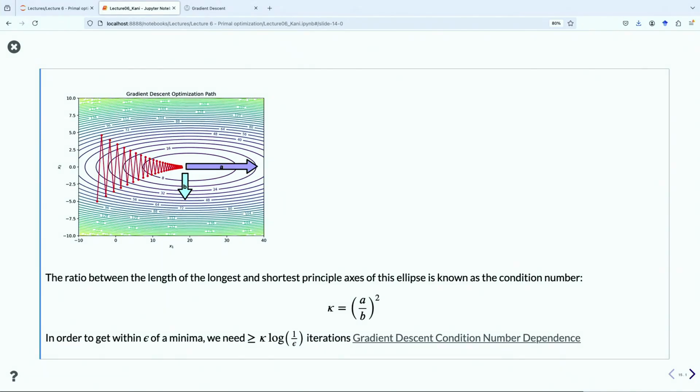Also, that does mean that if the condition number, for instance, was 1, if the two axes were equal, you would only need one iteration to get to the optimal point. Why?